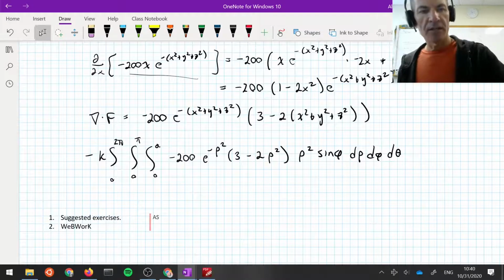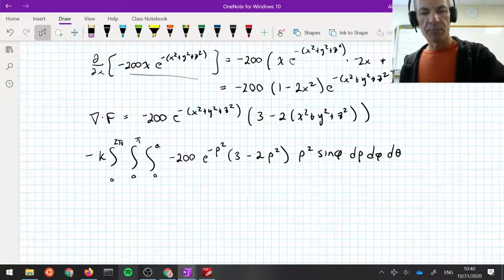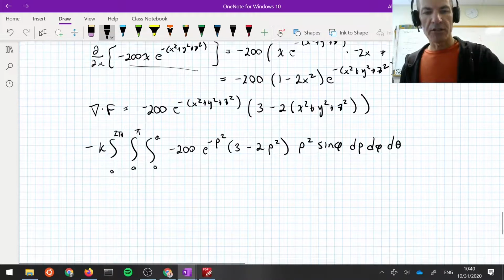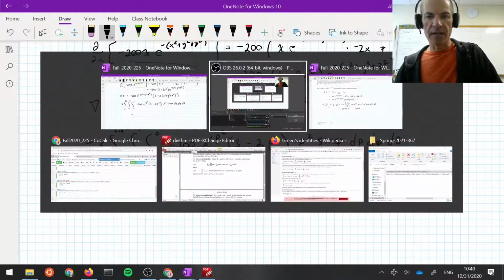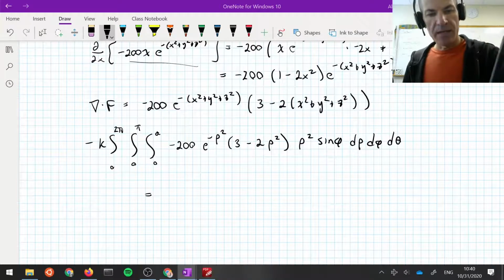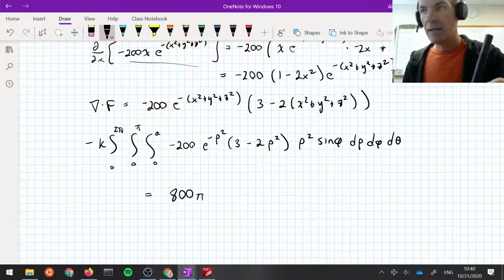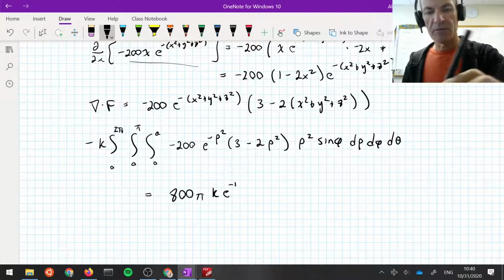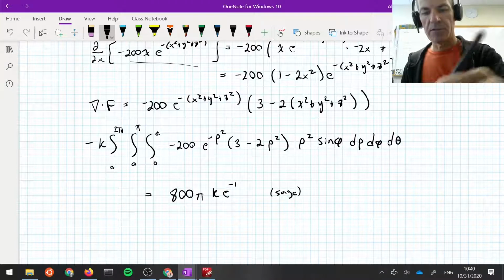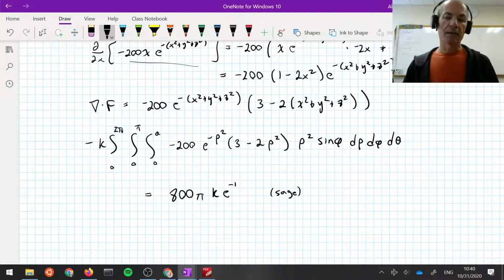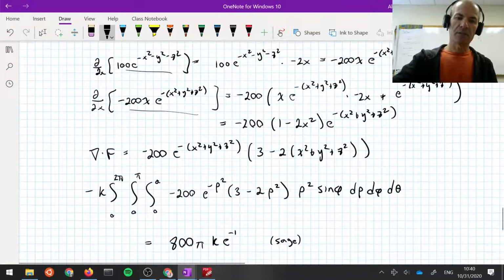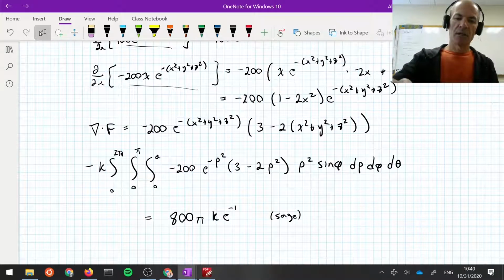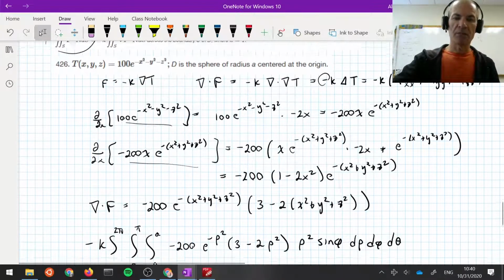If you jump over to Sage, and I won't bore you with the details, punch this rather complicated expression into Sage, integrate it 3 times, and what you're going to get is 800 pi k e to the minus 1. I'll just make a note that that was Sage. And that's pretty much it. So the net flow across the surface is 800 pi k e to the minus 1.